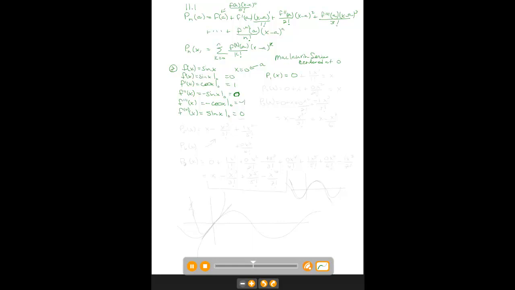And then we have, that's the function is 0, and then plus the first derivative is 1, x to the 1 over 1 factorial, so that just turns out to be x. P sub 2 is going to have f of x, so 0, plus the next guy, plus the second derivative, which is 0, x squared over 2 factorial. So this also is just x.